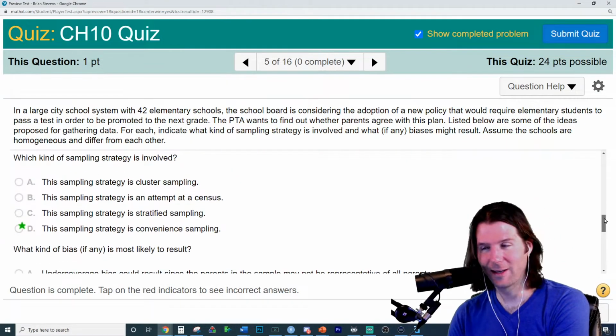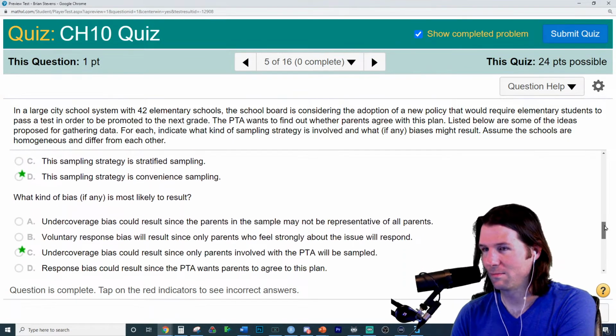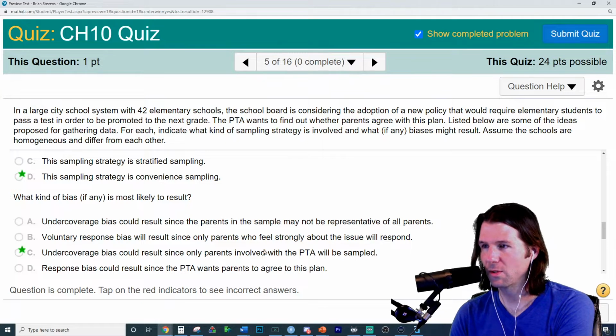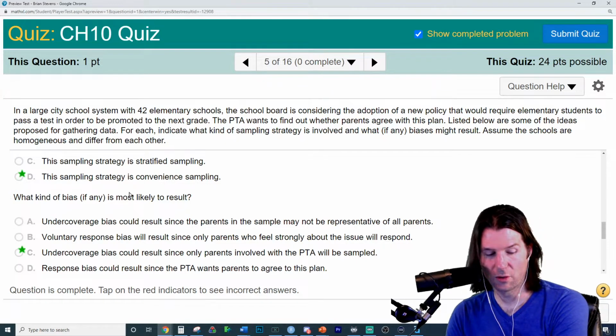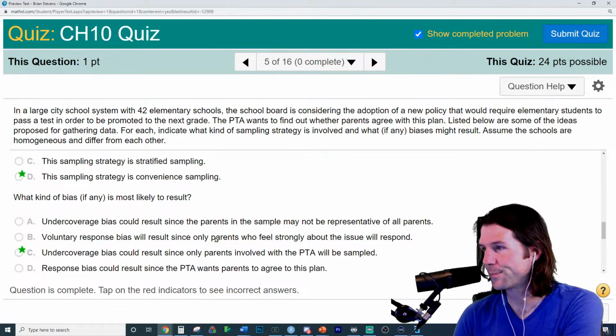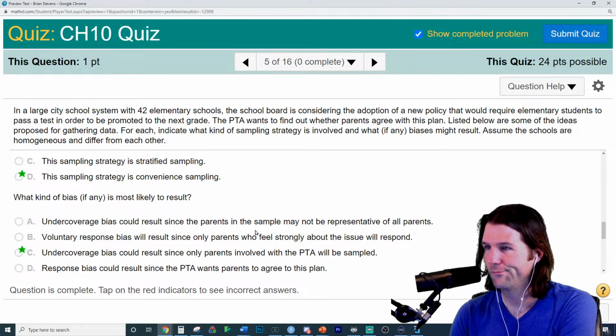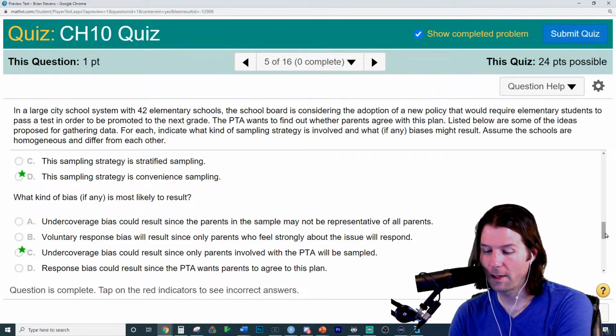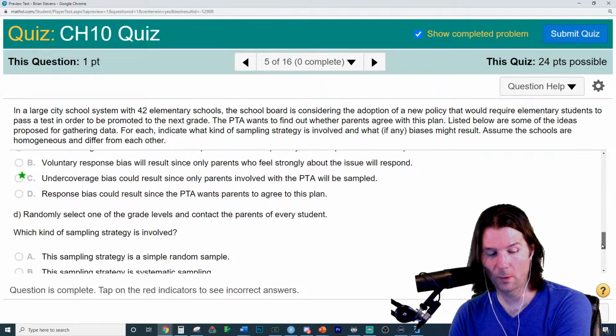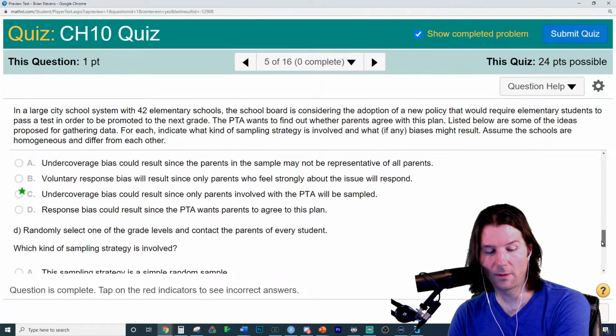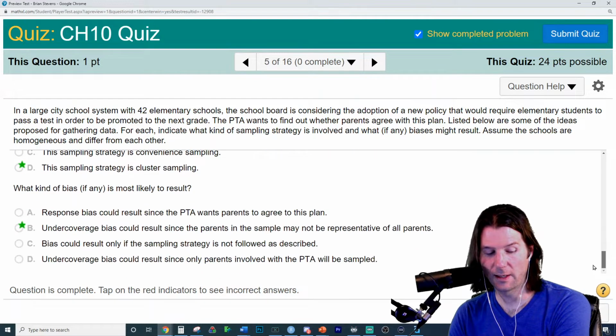So right here, it's going to be bias. Undercoverage bias, since only the PTA. See, this one's tricky. That's so tricky. Yeah, that one might have caught me. I don't know, that's a harder one. Randomly select one of the grade levels and contact every parent. That's a cluster again, and undercoverage.